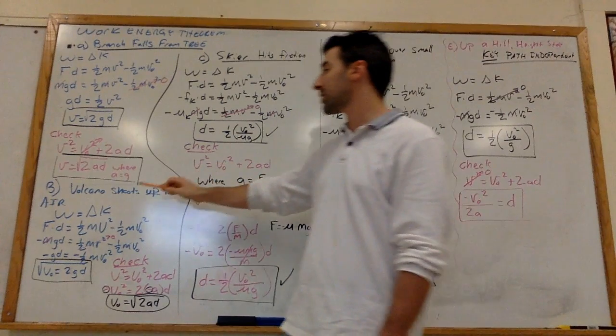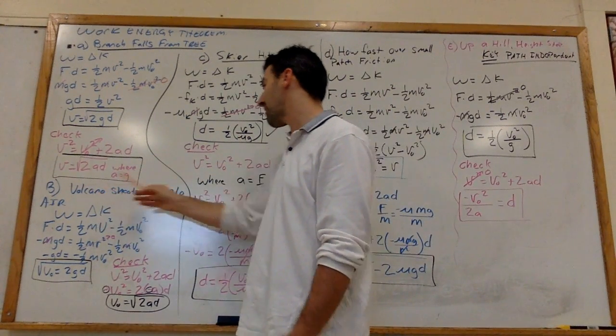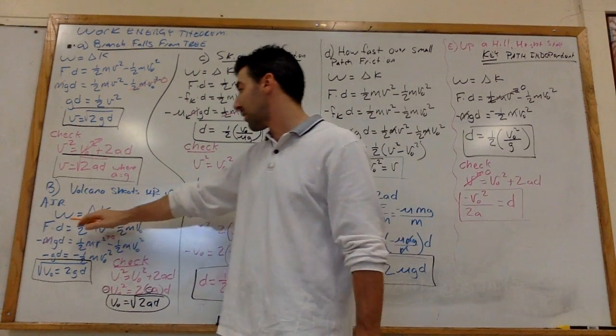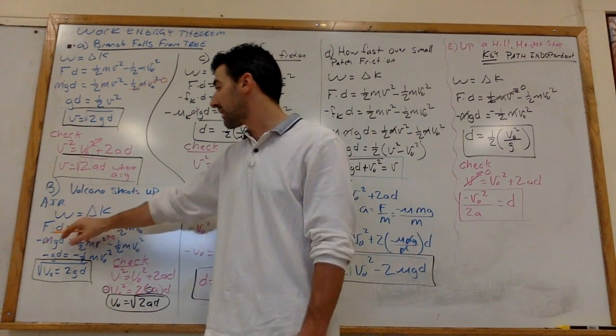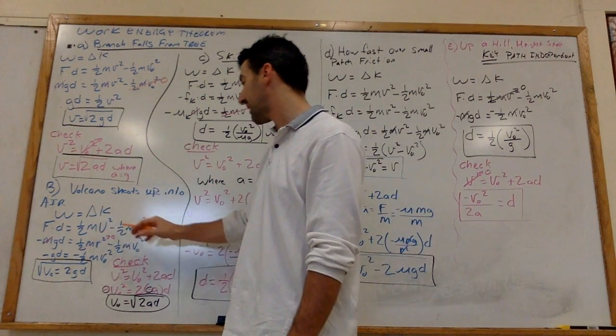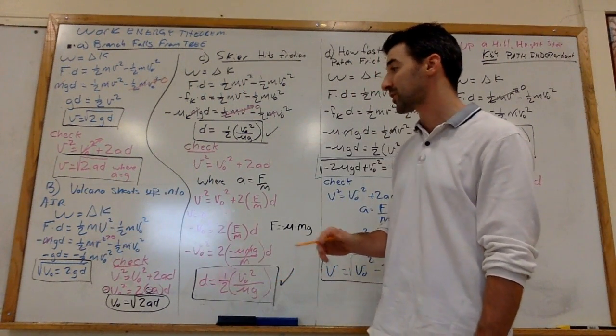For part B, we're doing the exact opposite. We now have a volcano shooting something way up into the air. So again, I'm using my work-kinetic energy theorem. Work is F dot d, which is equal to our change in kinetic energy, which is just 1/2 m v final squared minus 1/2 m v initial squared.